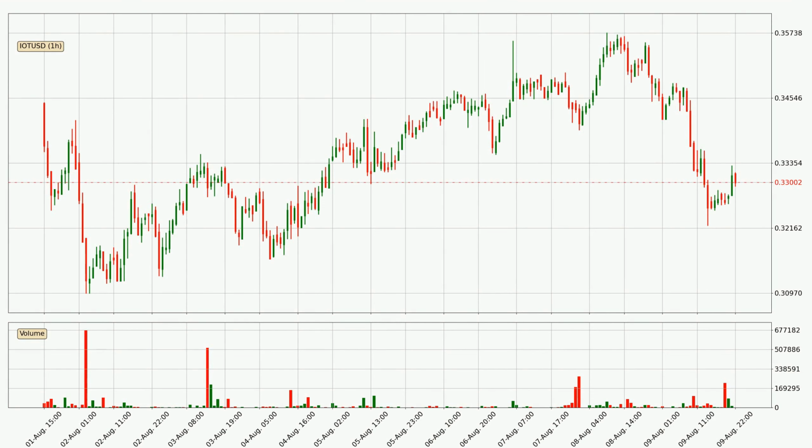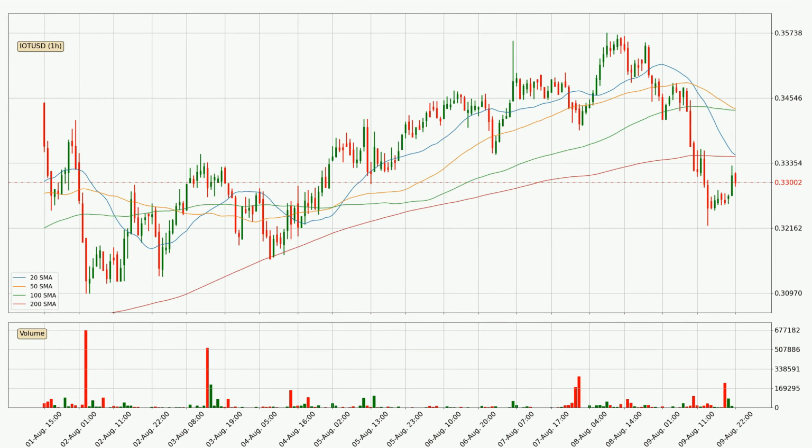Looking at the IOTA hourly time frame, the price moved quickly to the downside with around 5.2% in the last 24 hours, with a current price of 33.0 cents. The volume was also high, showing that this move was strong and the sellers are taking over.